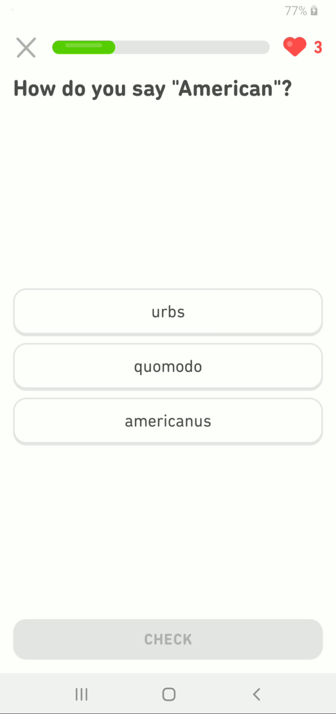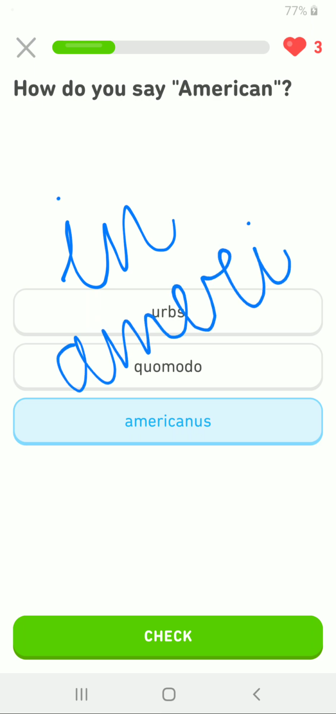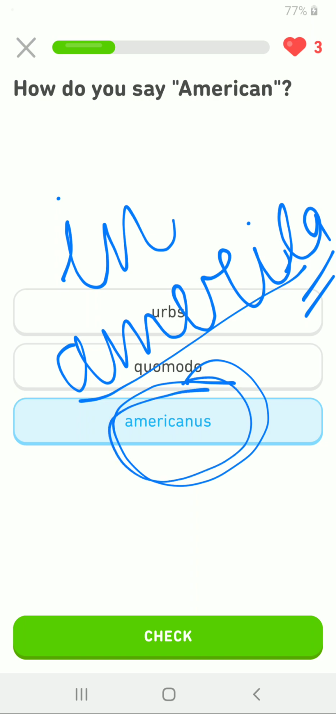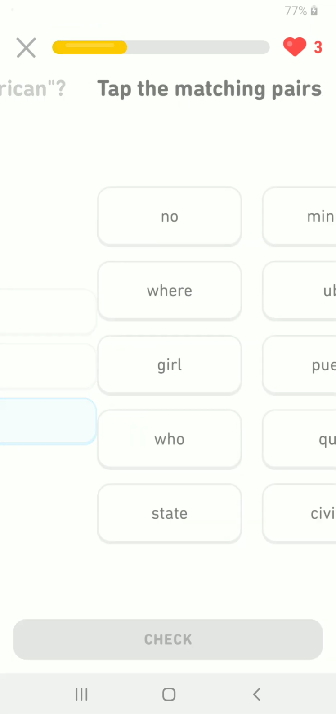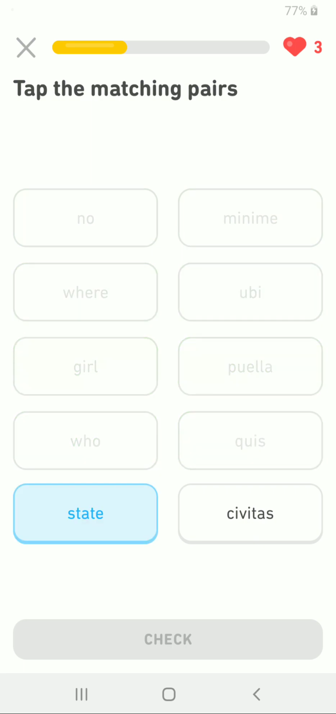What else here? America is Americanus. Notice that we say in America. We don't say in Americanus because it's not the nominative form. The nominative form, the name, is Americanus. Okay. And you have seen urbs, which is city, not in the city. Ubi, where. Puella, quis.